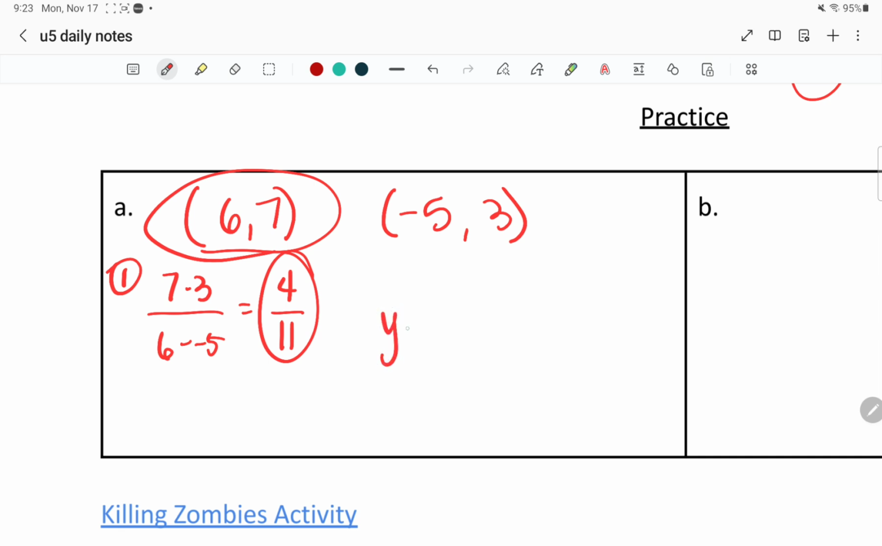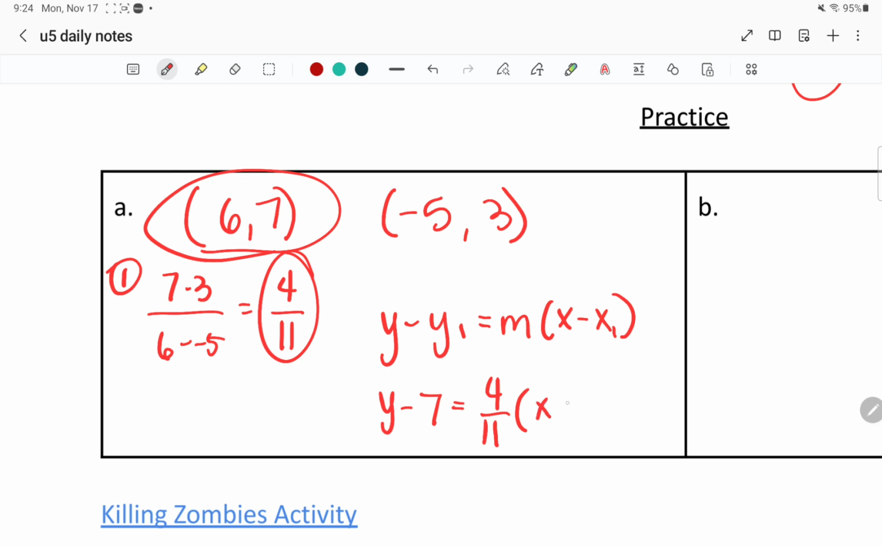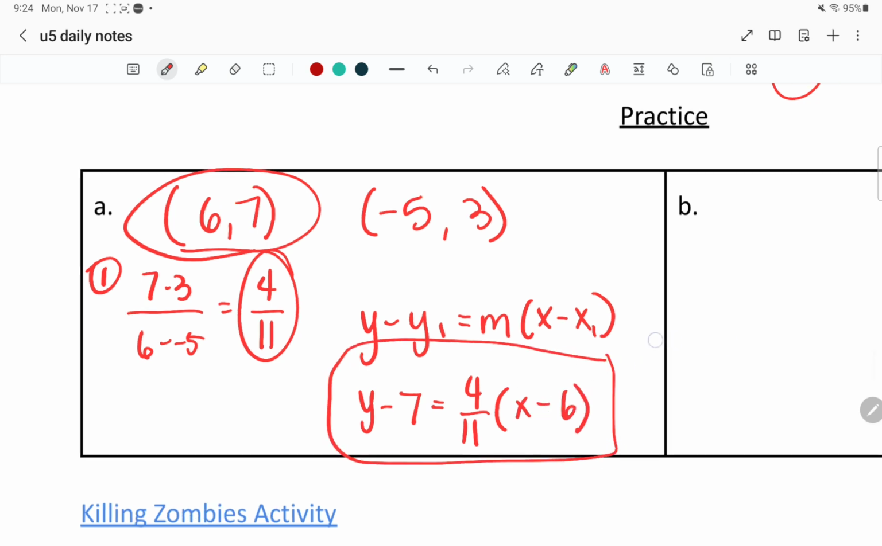And we're going to do point slope form, which is y minus, I'm going to write the formula first. Okay, y minus the y value, which is 7, equals the slope, which is 4 over 11, times x minus 6. This is what I'd put in Delta Math, and I would be done, and it'd be great.